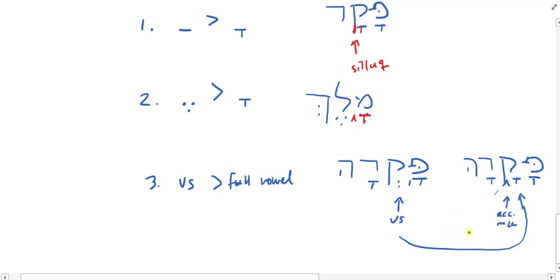Now, why does it happen in these circumstances? That's just the way the language works, and I can't really tell you that. But just be aware, when these vowels lengthen, that is a peculiarity of the language, but it still doesn't make the word impossible to read or understand.